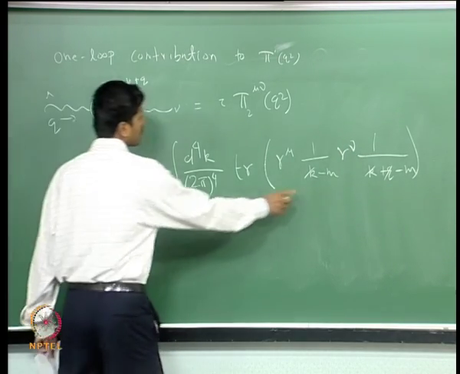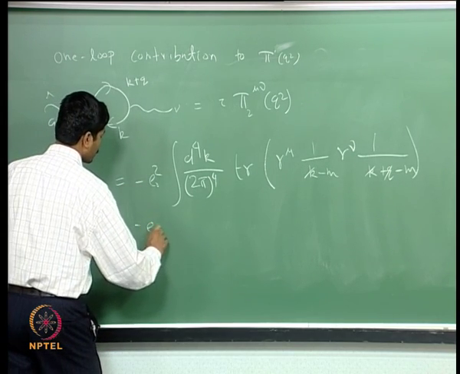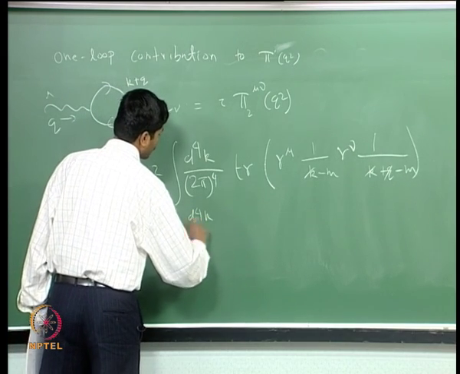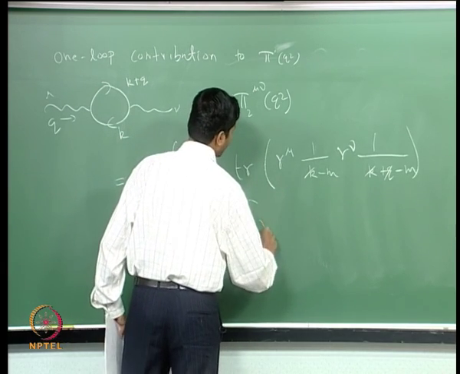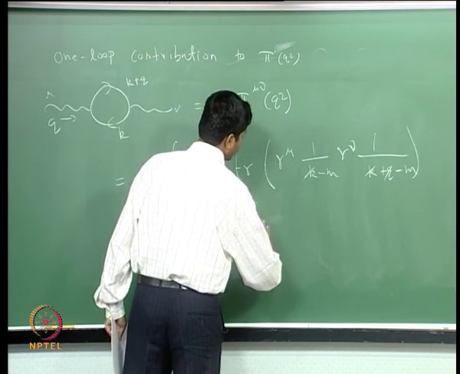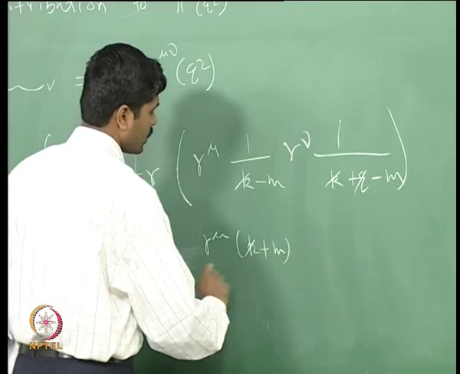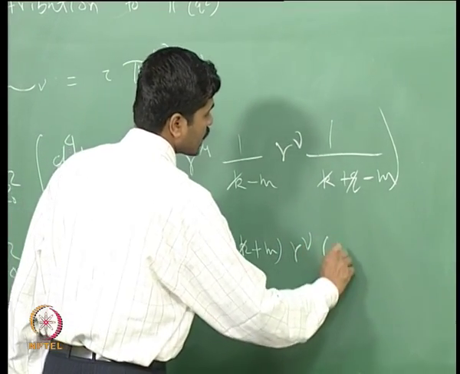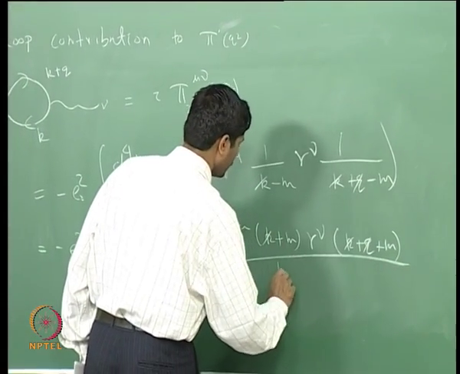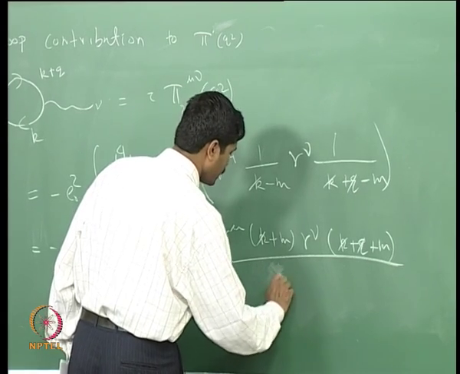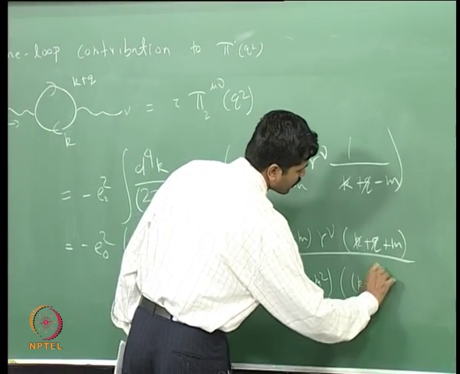and we would like to evaluate this integration here. So, I will rewrite this term as minus e_0 square d^4k over (2 pi)^4 trace of gamma mu, then k slash plus m, gamma nu, k slash plus q slash plus m, divided by k square minus m square times k plus q square minus m square.